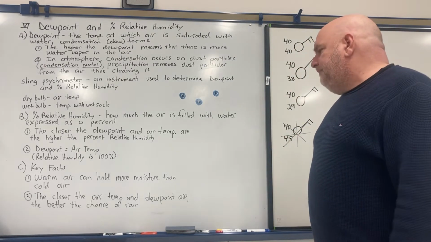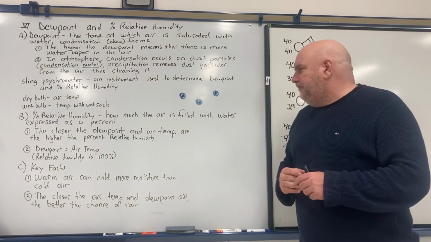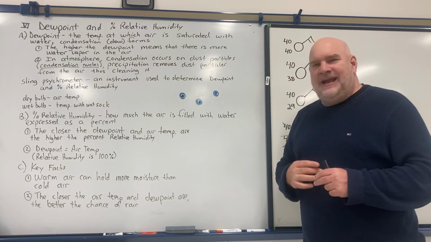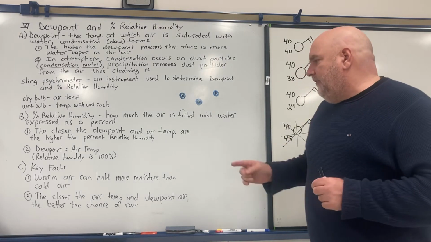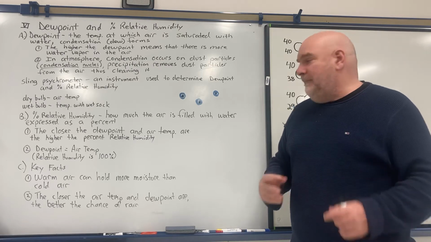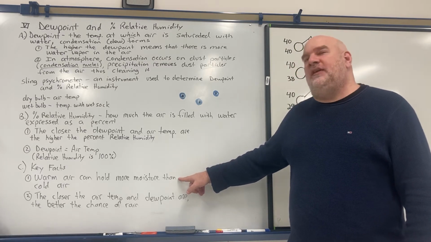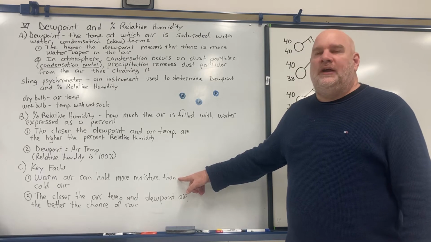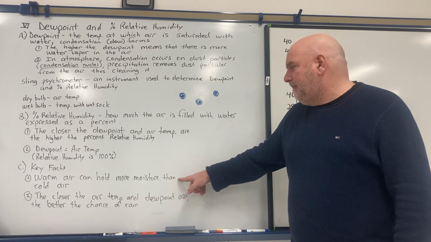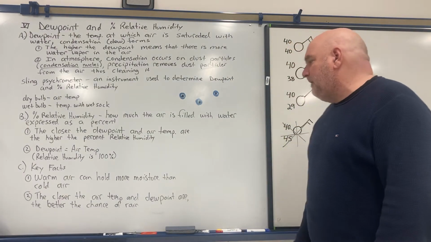Now, one thing that makes percent relative humidity kind of inconsistent is that air can hold different amounts of moisture at different temperatures. Warm air can hold more moisture than cold air can. So warm air is like having a bigger container, and cold air is like having a smaller container. And I'll show you what that means in a bit.